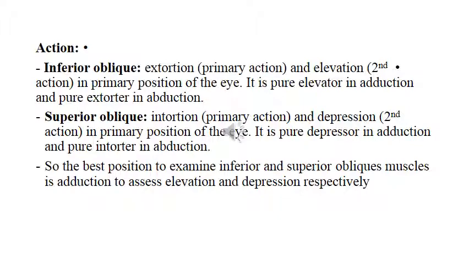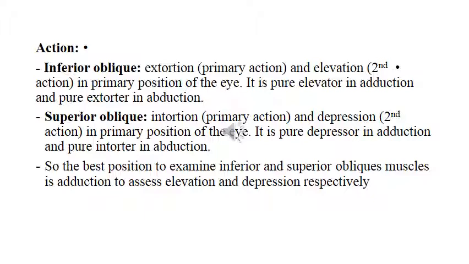Now we come to the action of the oblique muscles. The inferior oblique and superior oblique, just like the superior rectus and inferior rectus, have primary action and secondary action, but it's different from the rectus. The primary action for inferior oblique is extorsion and for superior oblique is intorsion, while the secondary action for inferior oblique is elevation and not depression, and the secondary action for superior oblique is depression.